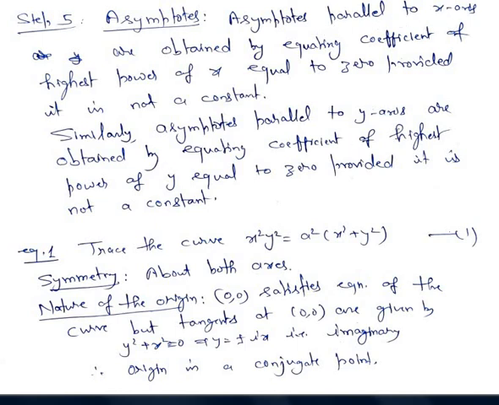Similarly, asymptotes parallel to the y-axis are obtained by equating the coefficient of the highest power of y equal to 0, provided it is not a constant. So for finding out asymptotes parallel to the y-axis, take the coefficient of the highest power of y in the equation equal to 0, and that will give you asymptotes parallel to the y-axis.